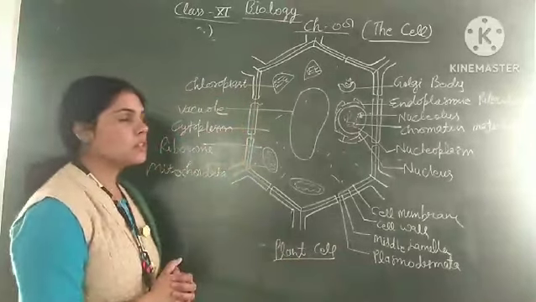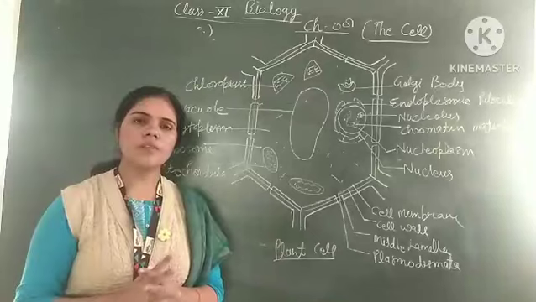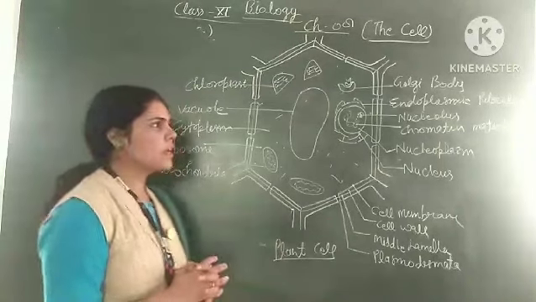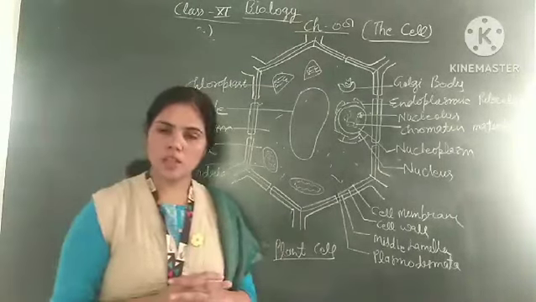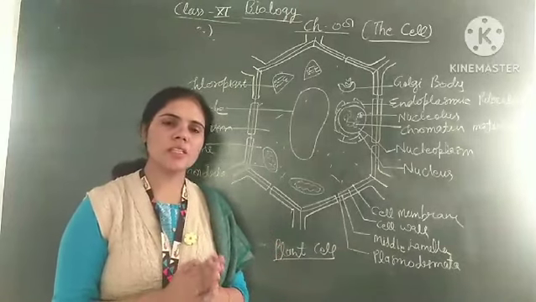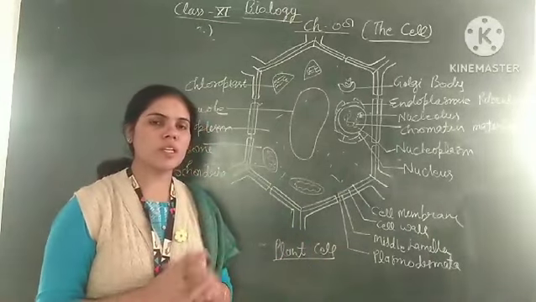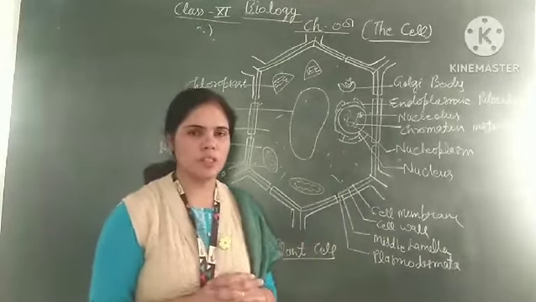This is chapter 8 of class 11th biology, the cell, the unit of life. All living beings are made up of cells. Cells are of two types, prokaryotic cell and eukaryotic cell. A prokaryotic cell is an undeveloped cell and a eukaryotic cell is a completely developed cell which has a completely developed nucleus as well as double membranous organelles.